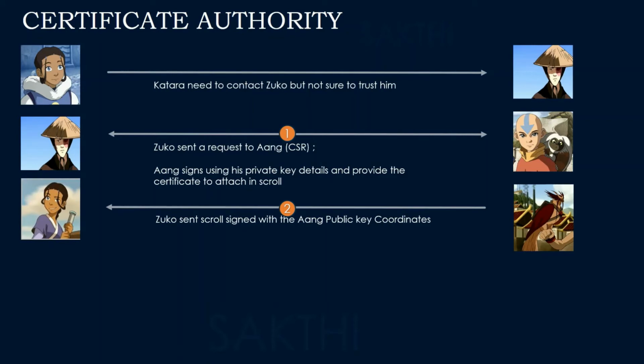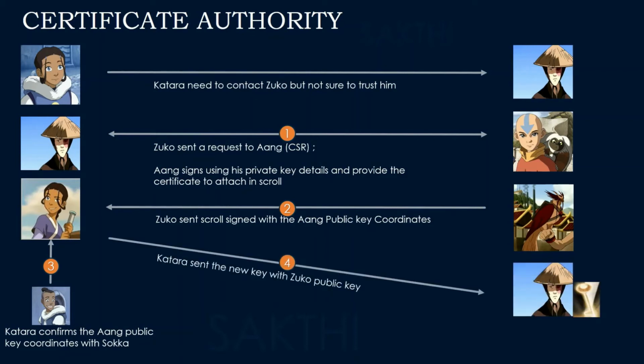Now when Katara asks for the information, Zuko would send a scroll which is sealed by Aang. Again, Katara goes to Sokka to ask for confirmation whether it is signed by Aang. Now, when Sokka confirms it is Aang's public key, then Katara would send a new key encrypted with Zuko's public key across to Zuko. Then Zuko deciphers that new key with his private key and establishes a trust relationship with Katara to send the information.